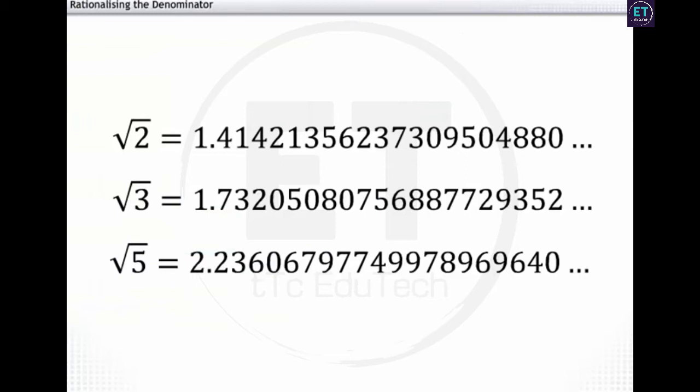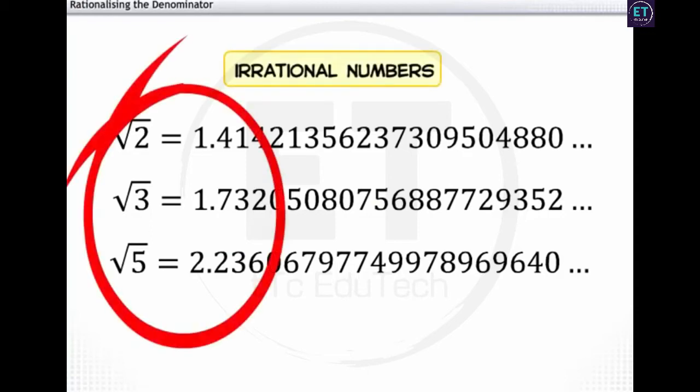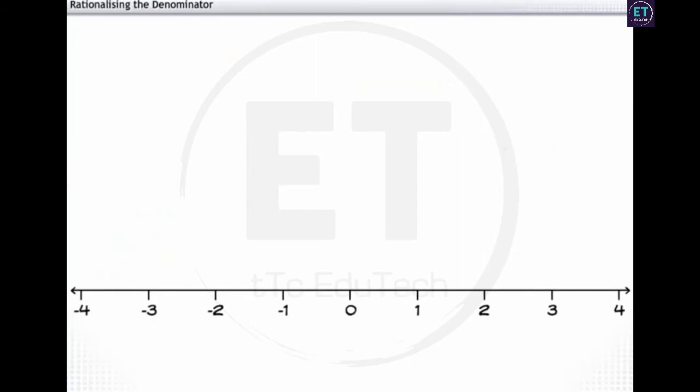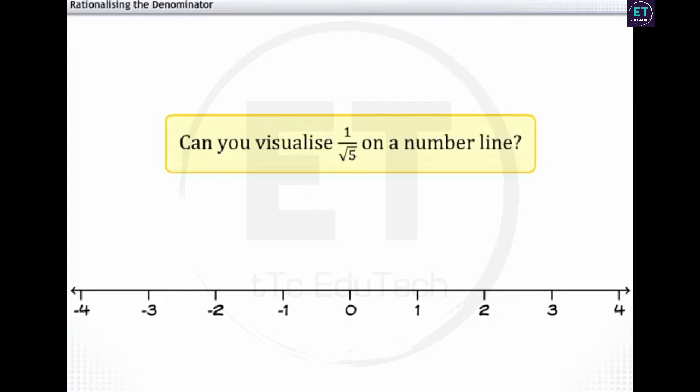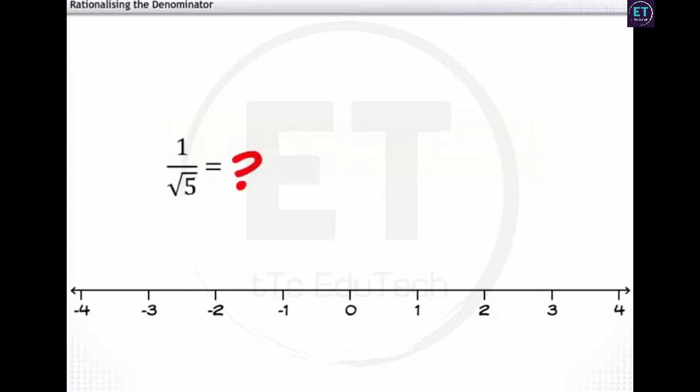By now, you're aware that if the decimal expansion of the square root of a number is non-terminating, non-recurring, then the square root is an irrational number. You can also represent them on a number line. Can you visualize 1 divided by the square root of 5 on a number line? This can be represented on the number line if we can write it in its equivalent form with the denominator as a rational number. Let's try to simplify it.